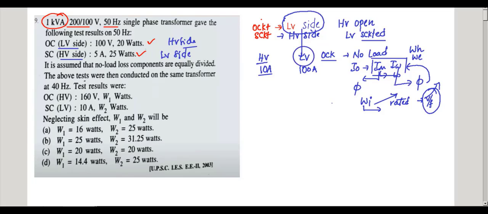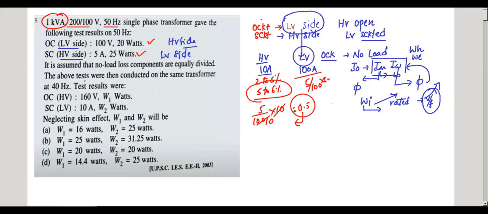What is the no load current? 2 to 5% of the full load current. If we consider total current, it is 5 to 6% of the full load current. 5 by 100 into 10 amperes, 0.5 amperes. I can measure this 0.5 amperes through meters. For 100 amperes, 5 by 100 into 100, this 5 amperes, I can't accurately measure.